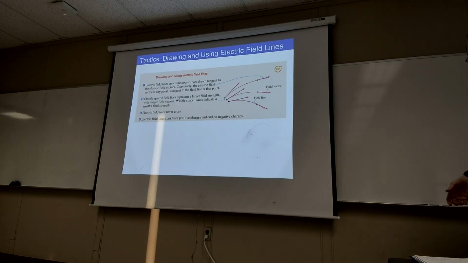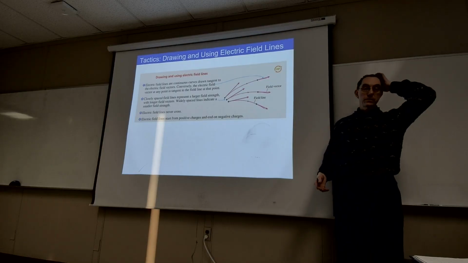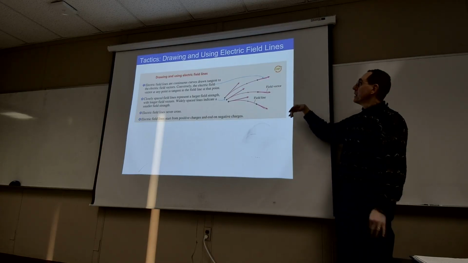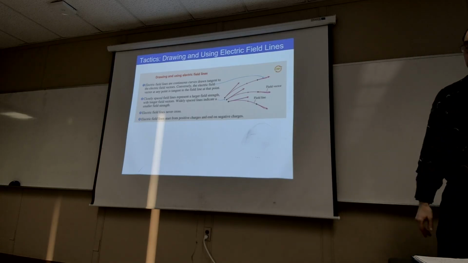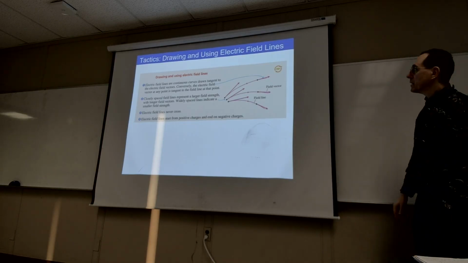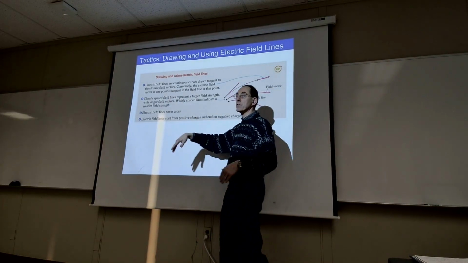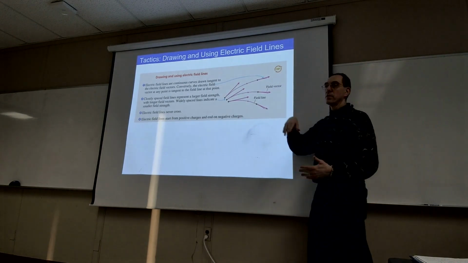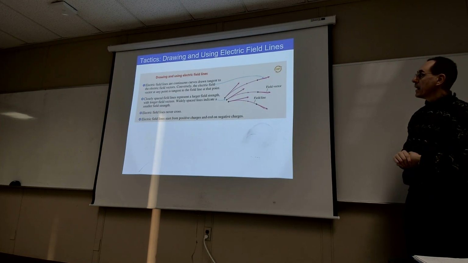There's another way to do visualizations for fields, and that's called a field line diagram. There are some rules about how you do field line diagrams, so let me talk about that. The biggest difference between field lines and field vectors is that the lines are continuous in nature. There's no starting or ending point other than charges. We'll talk about that in a moment.